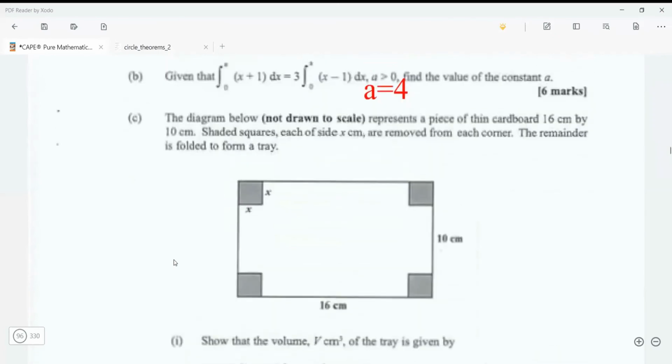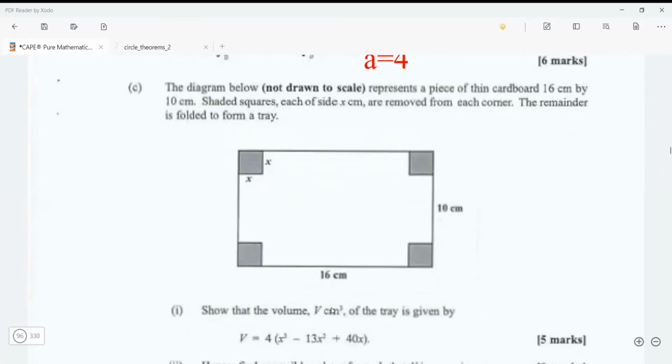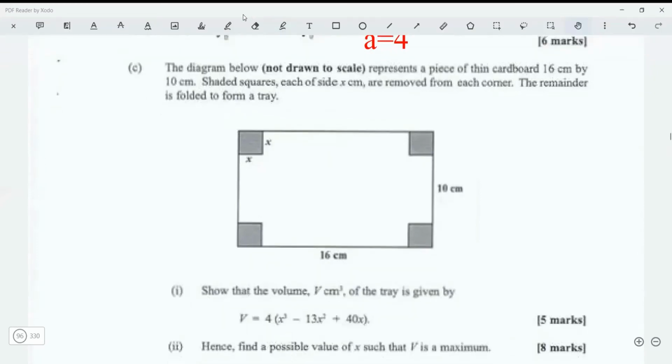All right. So it says to show that the volume of the tray is this. So remember that we remove this part here, this, and this get removed. So let's look at how we're going to find the volume of the tray. To find the volume of the tray, we have to consider that we remove this. The shaded squares, each of side x centimeters, are removed, and the remainder is folded to form a tray. So this part right here is used to form a tray.